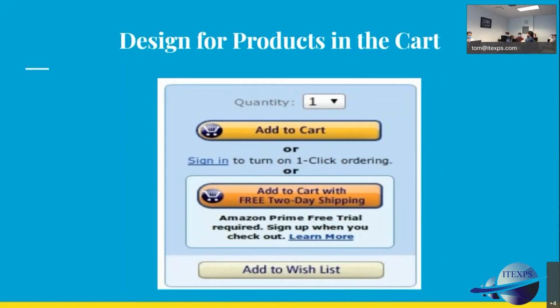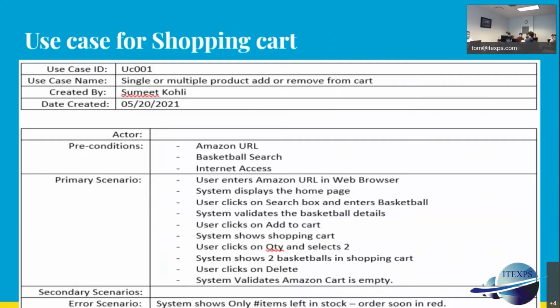So for the shopping cart, this picture shows that shopping cart testing starts from clicking add to cart. Next one, please. For this one we have prepared a use case for the shopping cart. This one shows the precondition. We have decided for testing the shopping cart that we have a precondition of Amazon URL, basketball search, and internet access.